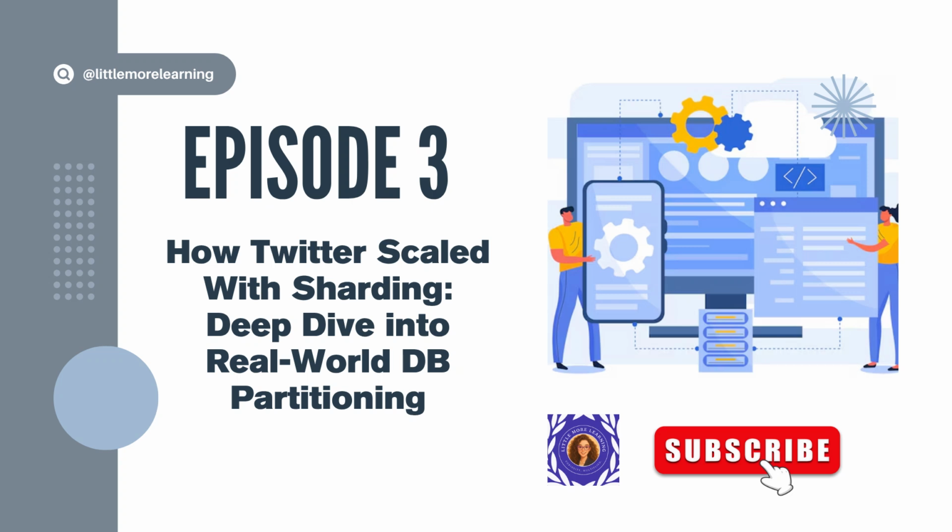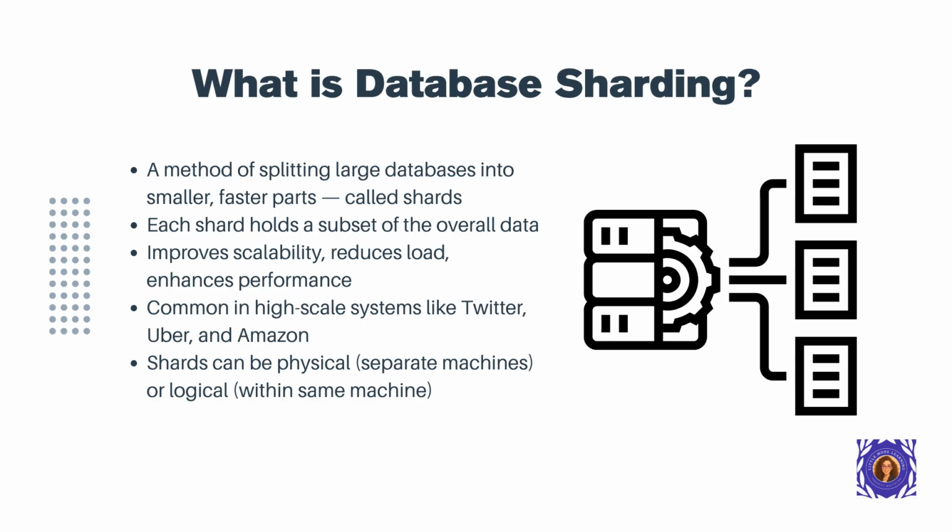Today, we're tackling a foundational technique for managing massive data volumes and user loads: how Twitter scaled with sharding, a deep dive into real-world database partitioning. At its core, database sharding is a method for horizontally partitioning data. It involves splitting a very large database into smaller, more manageable, and faster parts, which we call shards. Each shard operates as an independent database instance, holding only a subset of the overall data.